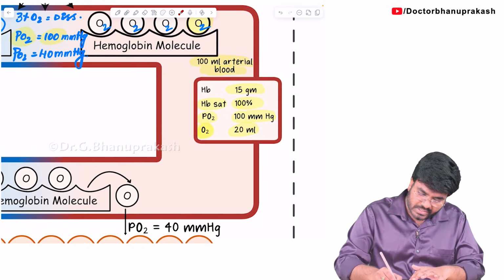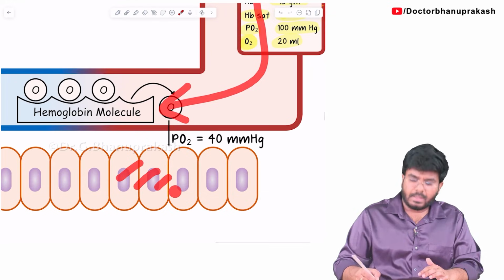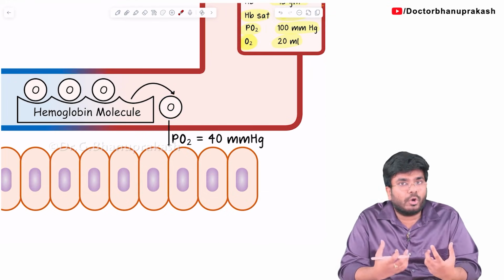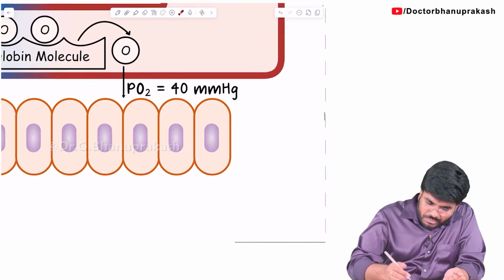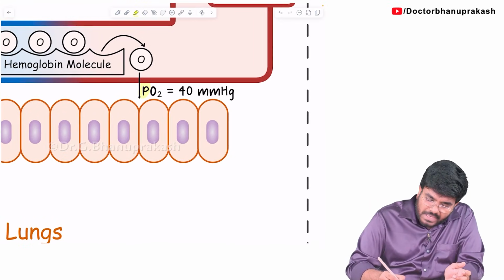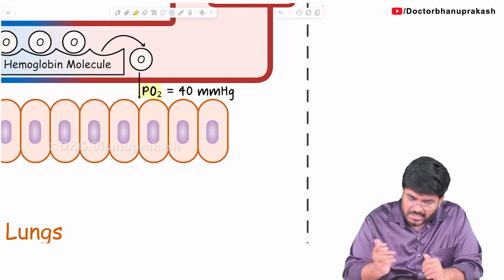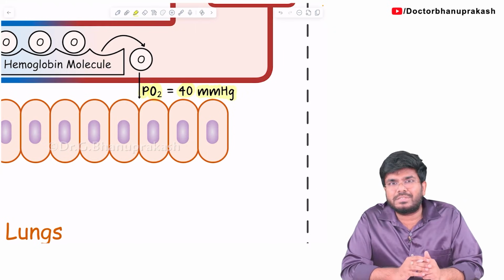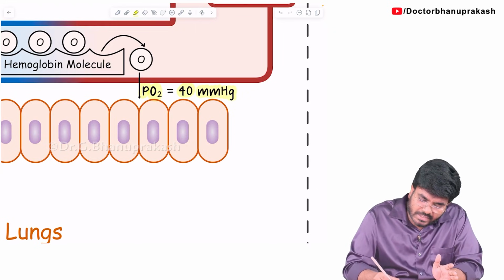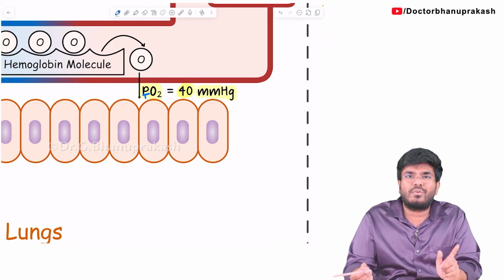Now we have to transport this oxygen to where? To the tissues. Tissues are waiting for the oxygen. Now look carefully. At the level of tissues, what is the partial pressure of oxygen? It is 40 mmHg. Always it is 40 mmHg. The partial pressure of oxygen at the level of tissues, you can say PTO2, is always 40 mmHg.